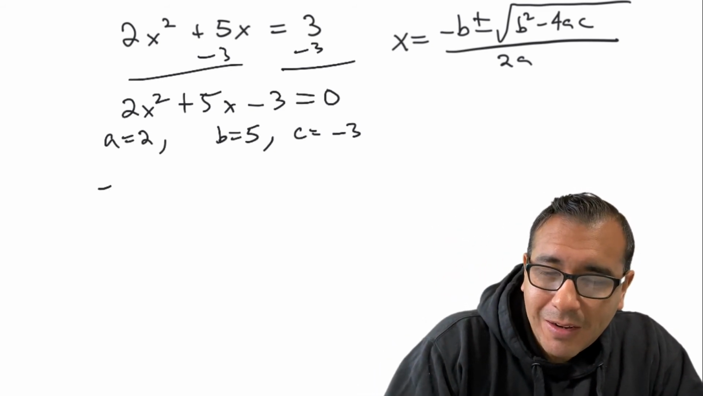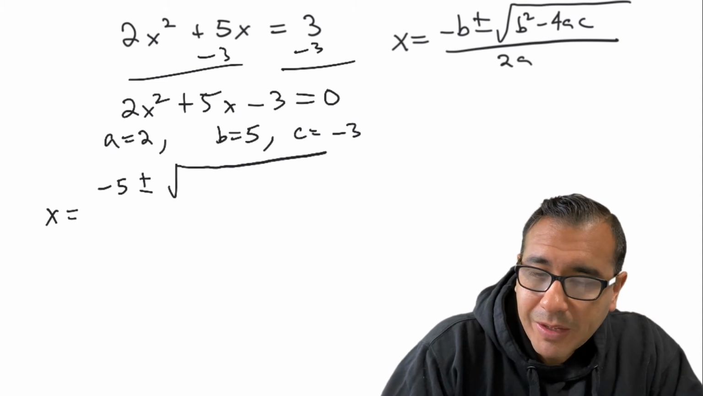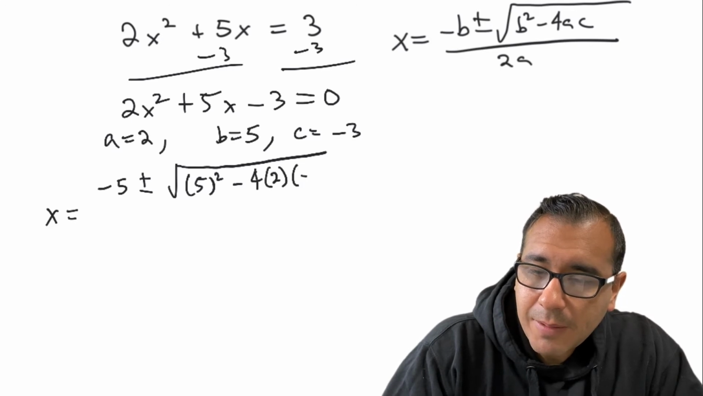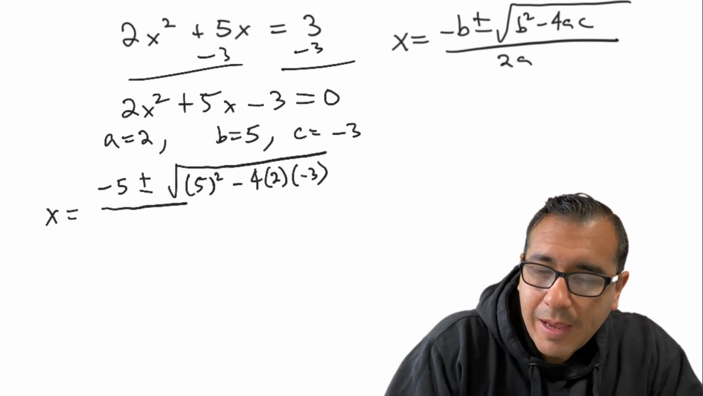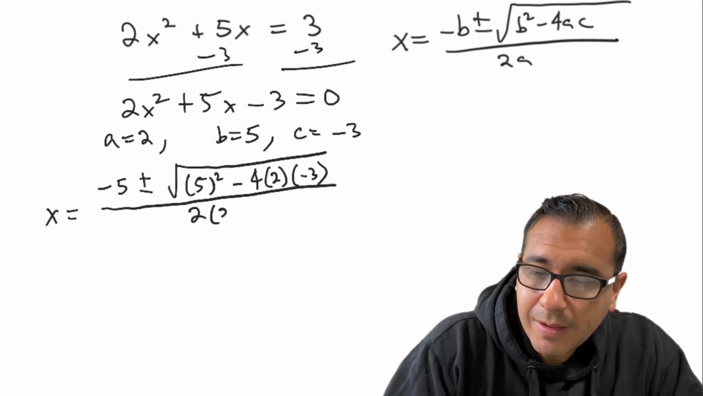All right, so let's plug everything in. So we get negative 5 plus or minus, right? And we're solving for x here. So we get negative 5 plus or minus the square root of b squared, of 5 squared minus 4 times a times c, right? And everything is divided by 2 times a.